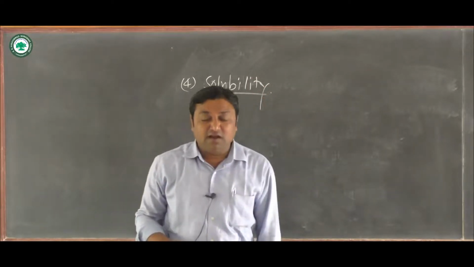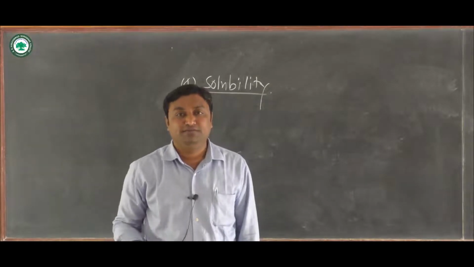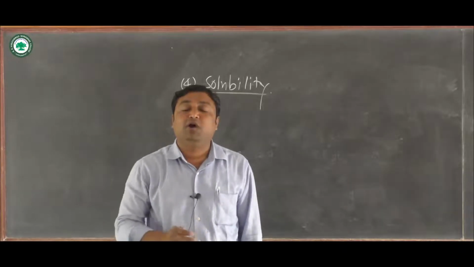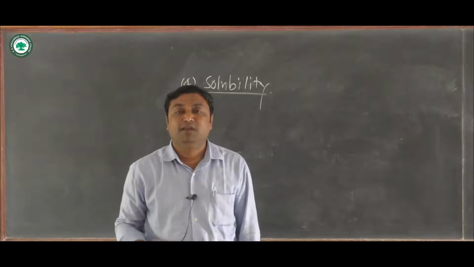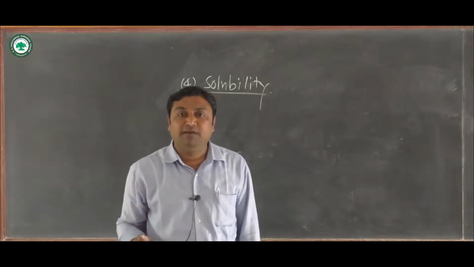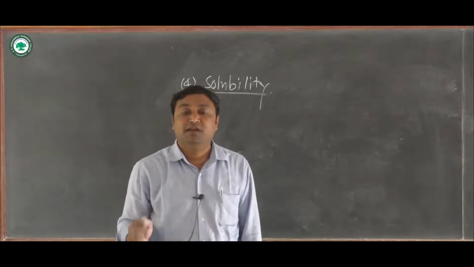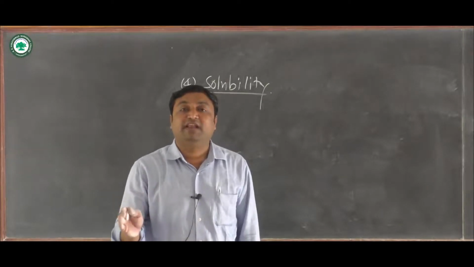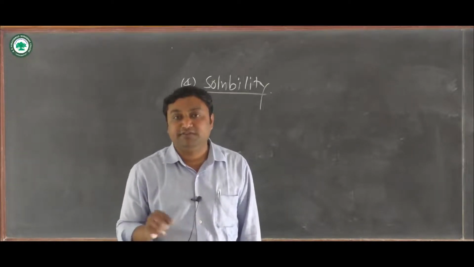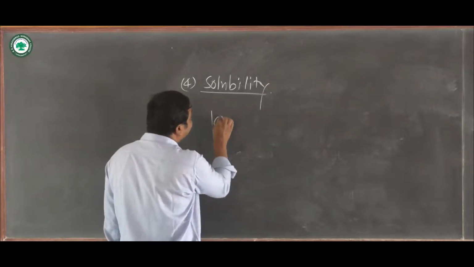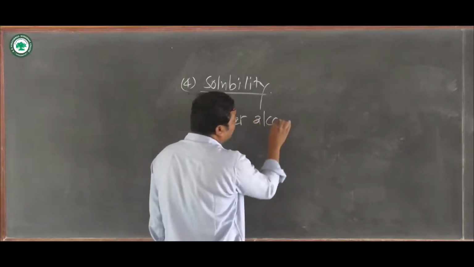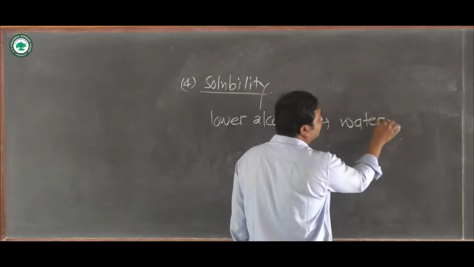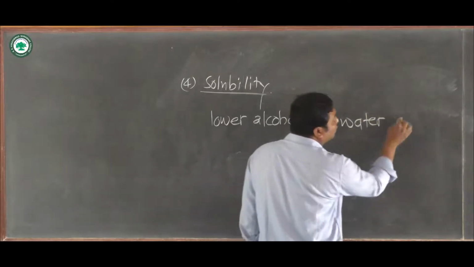The lower alcohols are easily soluble in water, but as the number of carbon atoms increases, the hydrocarbon moiety increases. Due to the increase in hydrocarbon moiety, the non-polar character in that alcohol also increases. That's why lower alcohols are water soluble.